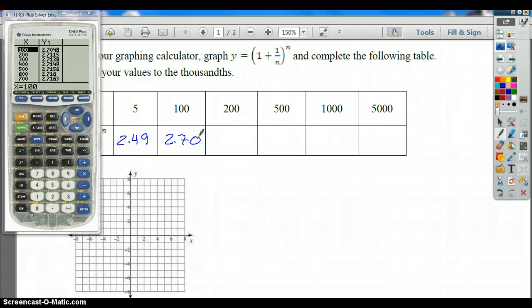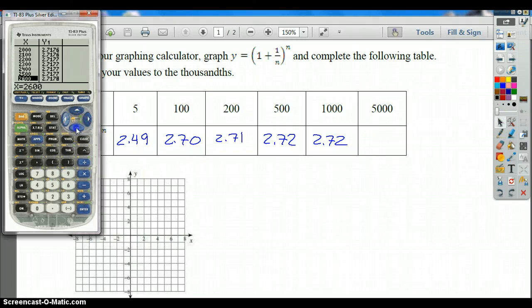At 200, we're looking at 2.71, and at 500, 2.72. At 1,000, I'm going to have to shift this down. We're looking at 2.72. I think we're going to be at the same deal here at 5,000, so we're almost there. Again, 2.718, which will be 2.72. You can see that that's pretty much the key number there.